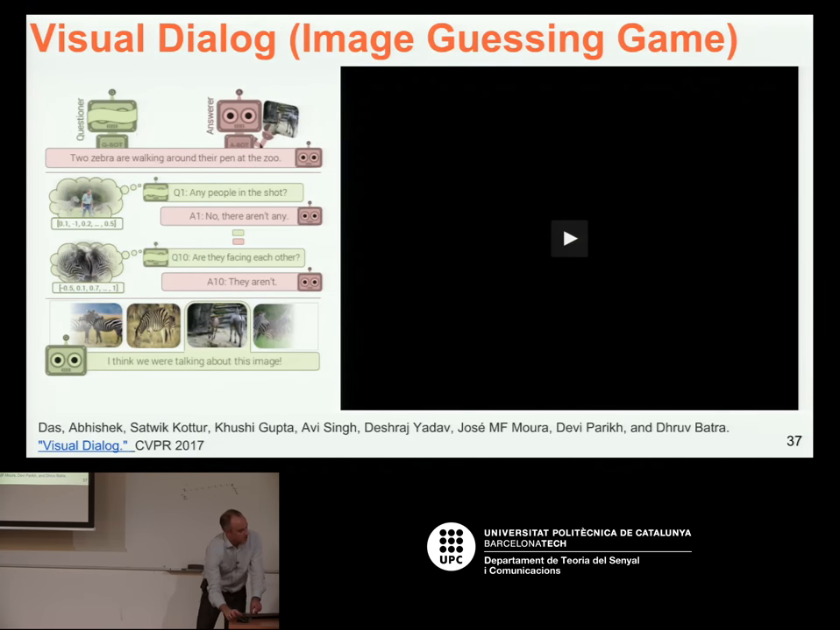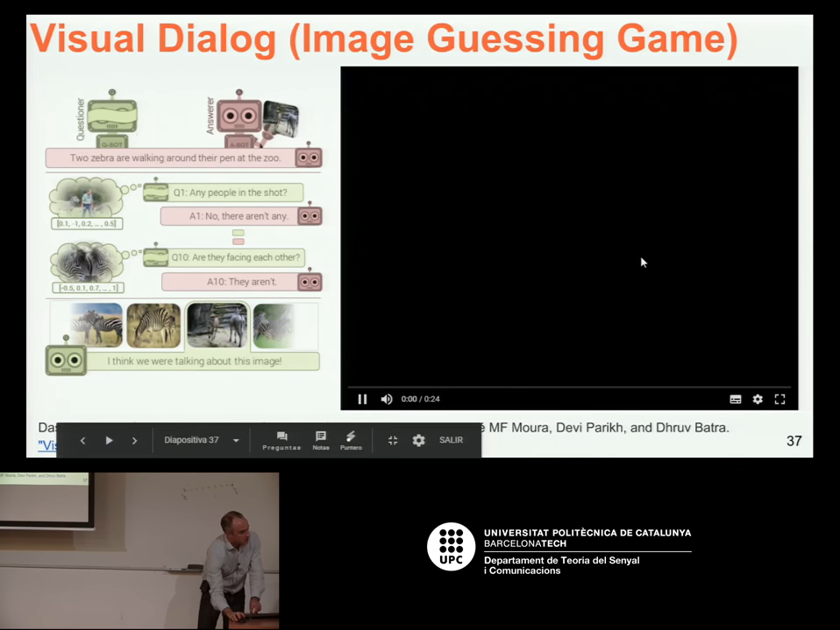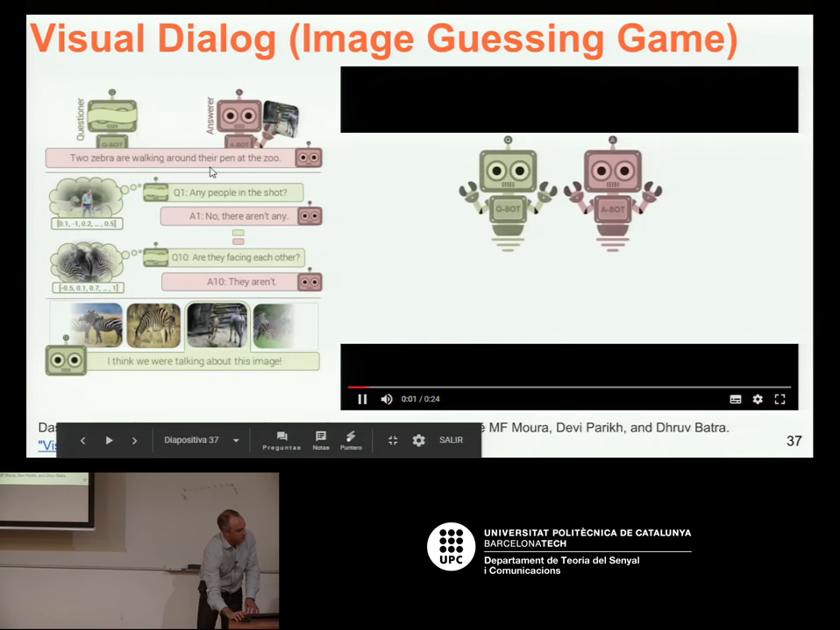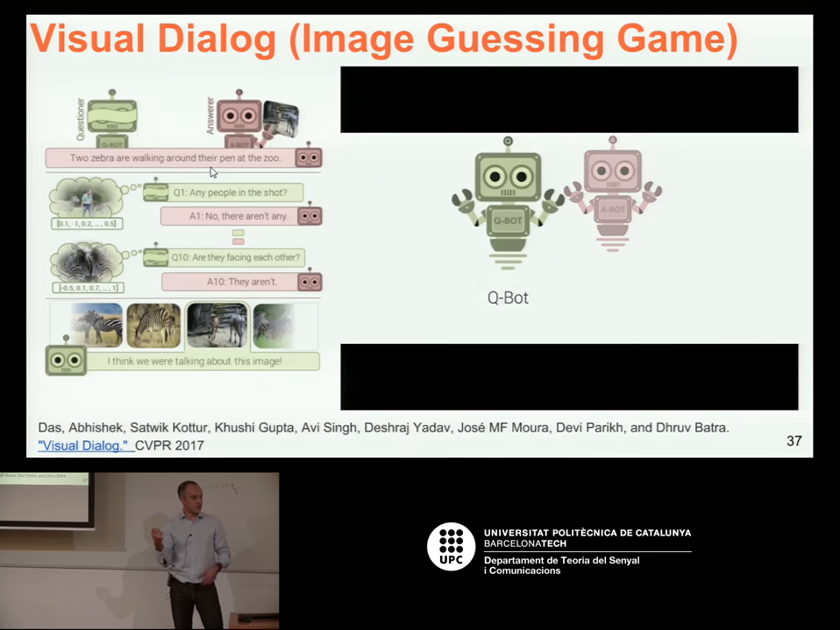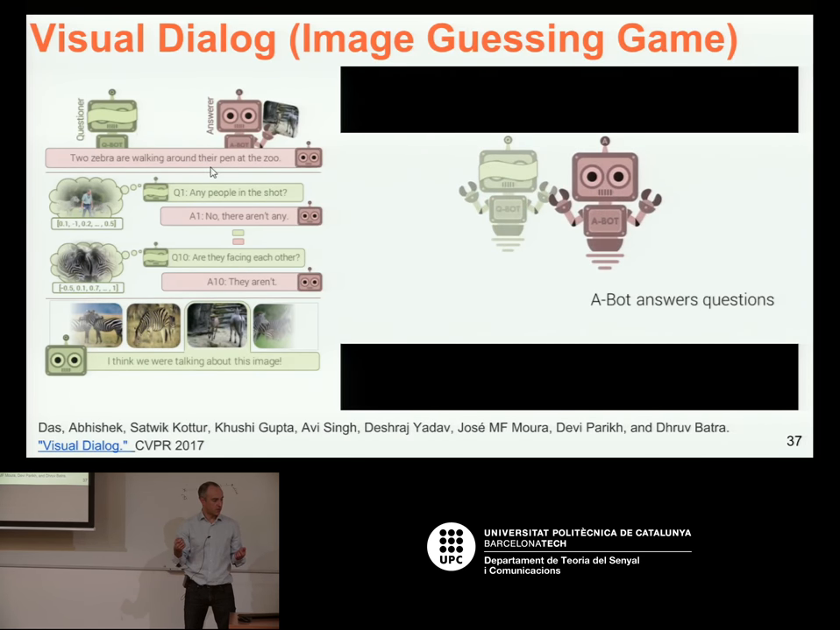Some other works have done visual dialogue. In this case, this is a game where two bots are trained to play a game, and they are trained with reinforcement learning.